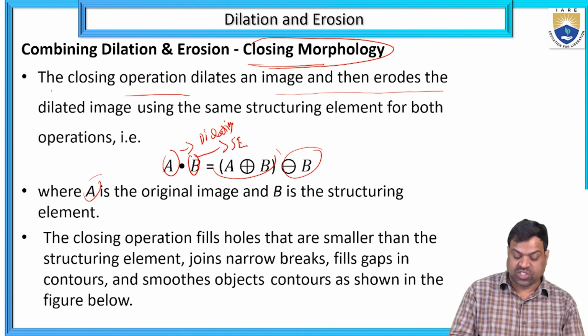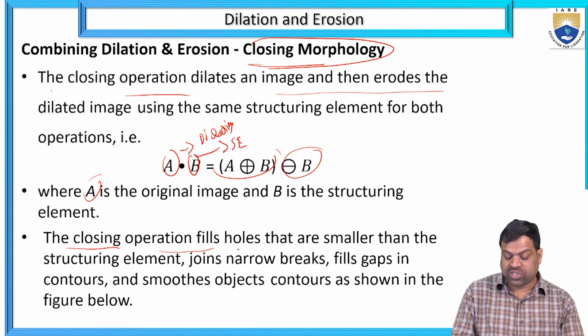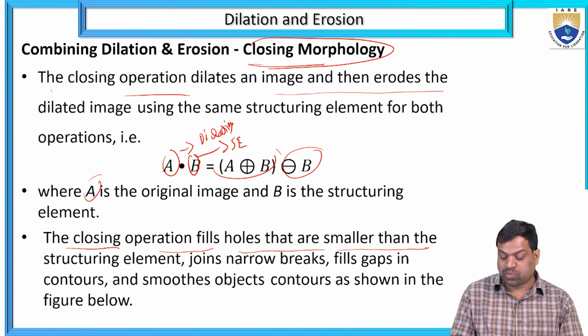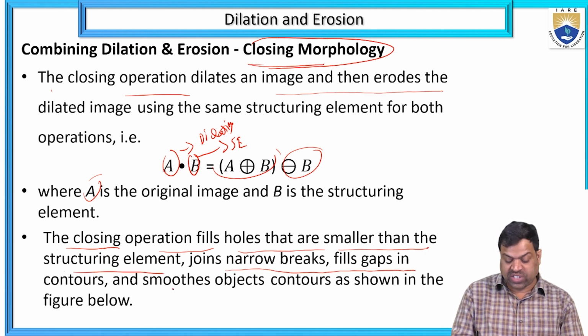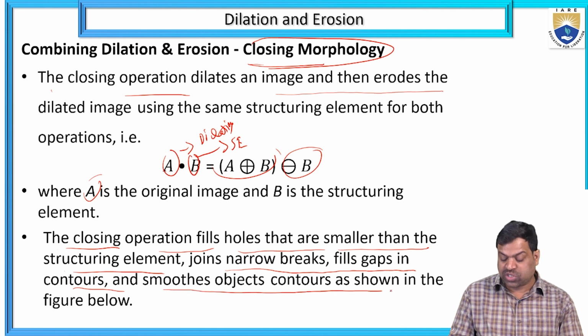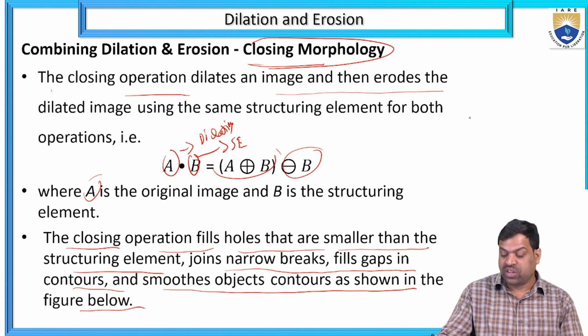Here B is the structuring element. So the closing operation fills holes that are smaller than the structuring element, joins narrow breaks, and fills gaps in the contour. The smooth object contour is shown in the figure below. Okay, so dilation.